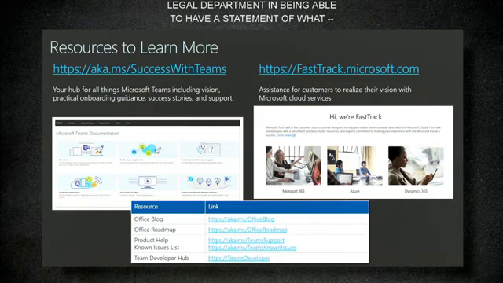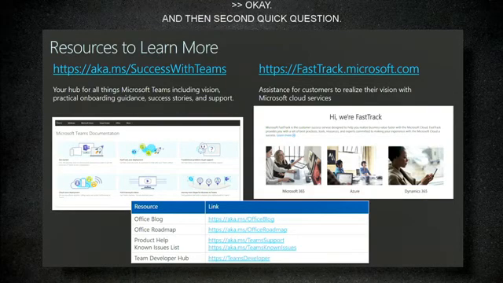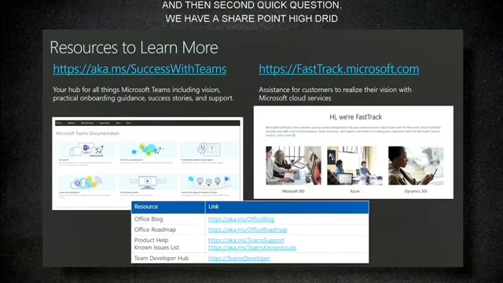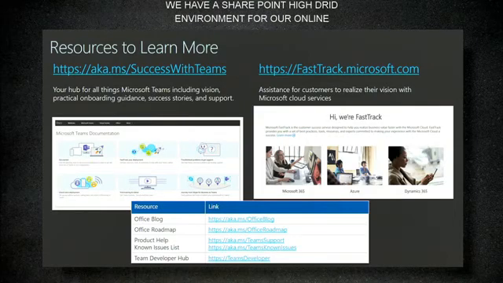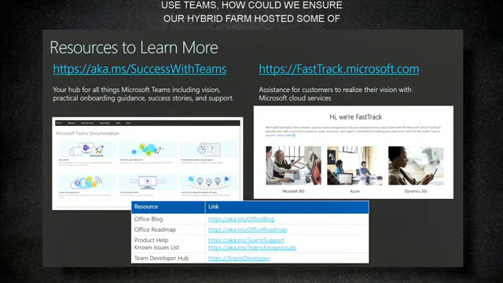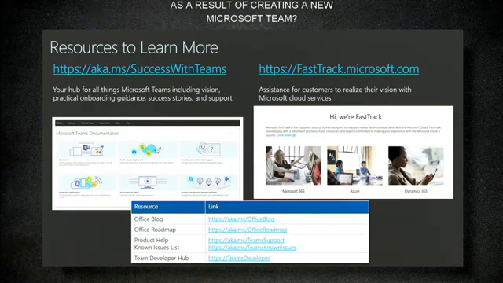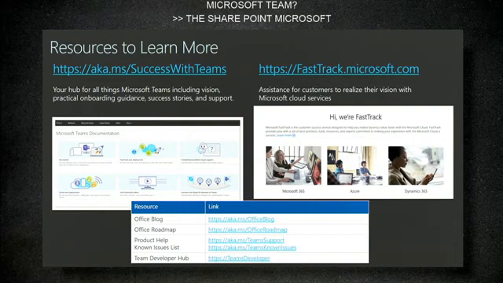Okay, and then second quick question. We have a SharePoint hybrid environment for our online system. And there has been questions about if we wanted to use Teams, how could we ensure that our hybrid farm hosted some of the team sites that got created as a result of creating a new Microsoft team? Yeah, you can have SharePoint hybrid, but the SharePoint that Microsoft Teams will be using is SharePoint Online. So there's no way to point those team sites to your on-premises SharePoint side. Okay, thank you.